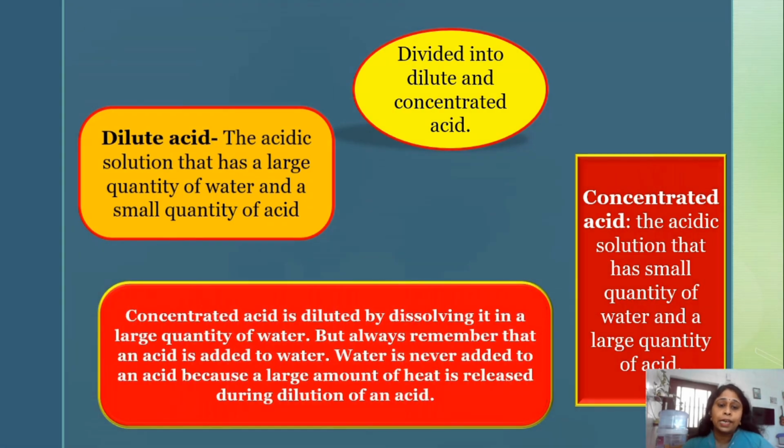Now a concentrated acid is diluted by dissolving it in a large quantity of water, as you know. But always remember that acid is added to water, not water to acid. Understood? Whenever we are diluting, we should remember that the acid is added to water. Water is never added to an acid because a large amount of heat is released during the dilution of an acid.